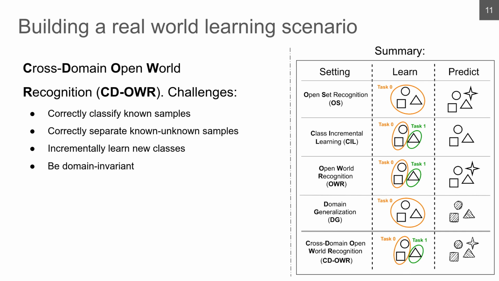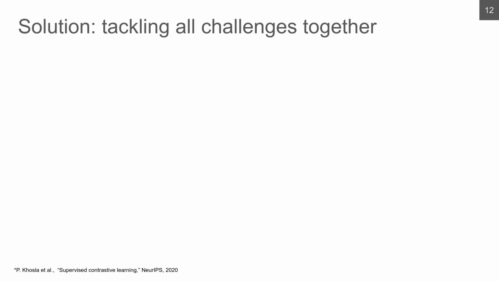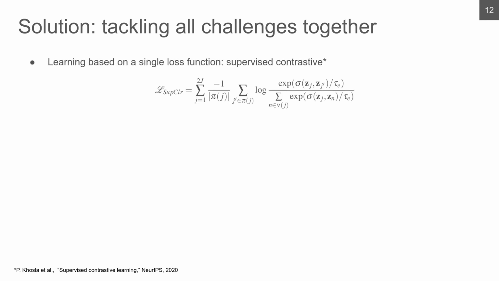Our model has to correctly classify samples while discarding unknown ones, but it also has to be able to incrementally learn new classes, and it must do all of this by being domain invariant. Our idea to deal with such a complex task is that we should tackle all its challenges at once. We adopt a single learning objective called supervised contrastive learning. This loss works by organizing training samples on a hyperspherical feature space, where samples of the same class are pushed towards each other and far away from samples of other classes.